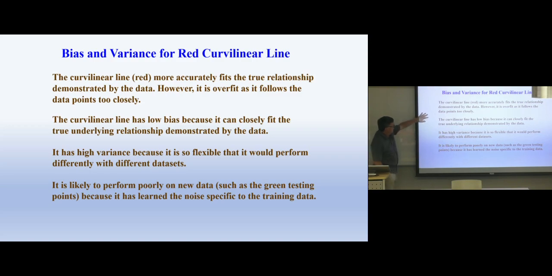If you look at the curvilinear line, it more accurately fits a true relationship, but it's overfit as it follows the data points too closely. So low bias is fine, but it has high variance because it's not going to perform the same with different data sets. So it's likely that it's going to perform poorly on new data.